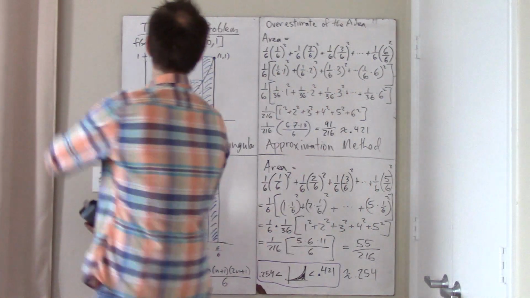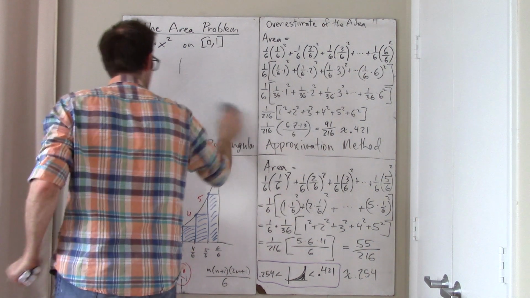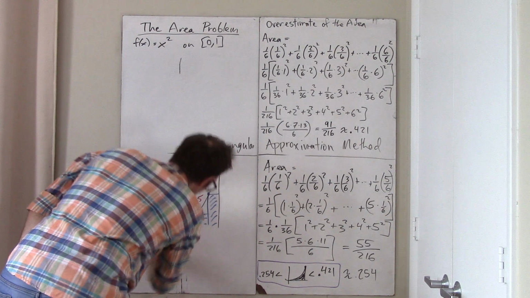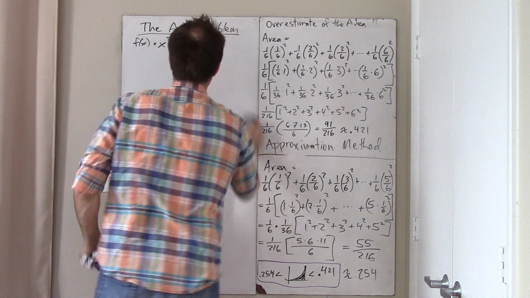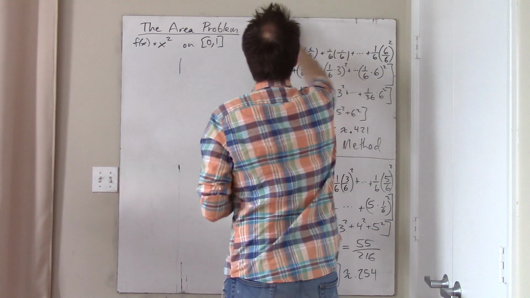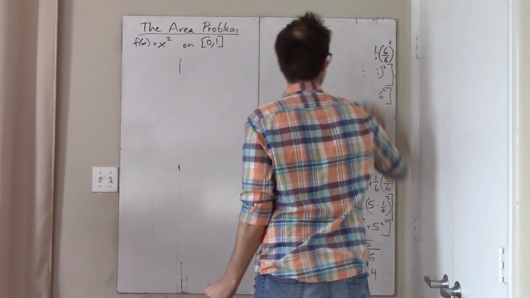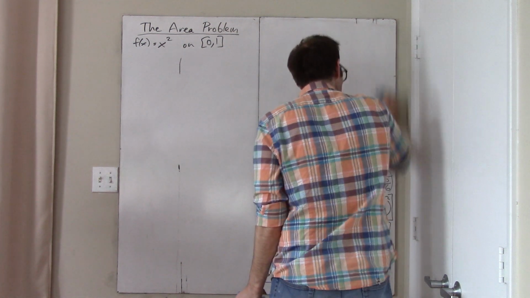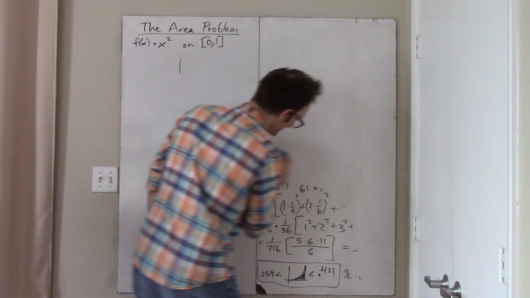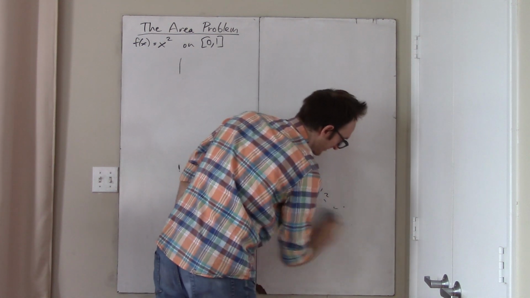So what I'm now going to do is erase all this, and we're going to redo this problem, and we're going to get the real answer. And the real answer is going to come from using an infinite number of rectangles. And since that is kind of nonsensical, what we're really going to do is use n rectangles, and then we're going to let n go to infinity by taking the limit.